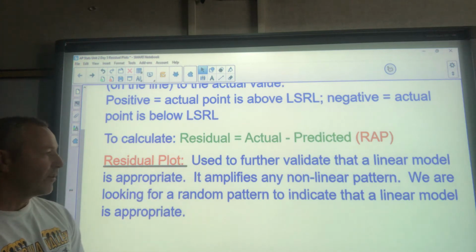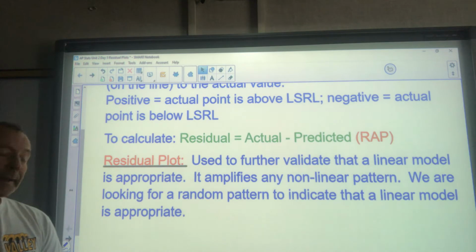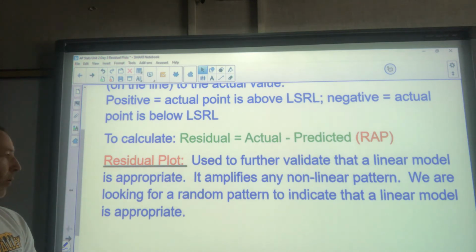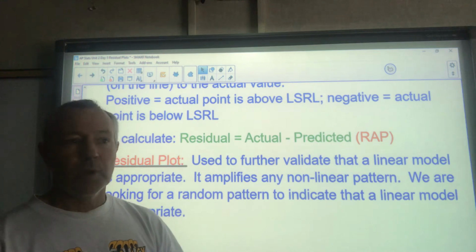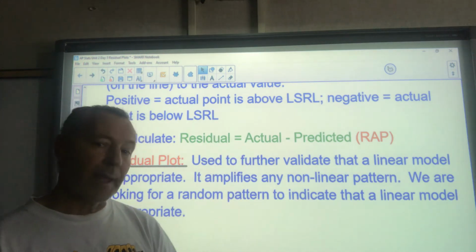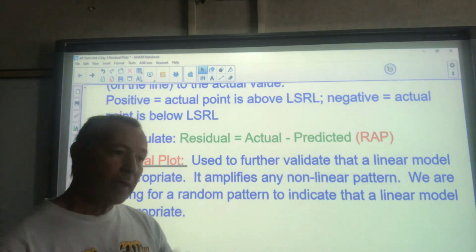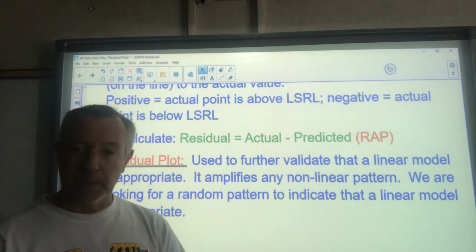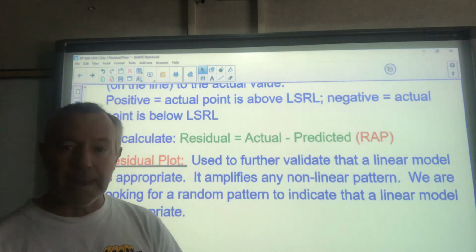That's used to further validate that a linear model is appropriate. It amplifies any nonlinear pattern. We are looking for a random pattern to indicate that a linear model is appropriate. So if I were to have a little curve in my data, when I look at the residual plot, a big curve will show up. It'll show me that I really have a curved relationship, not a linear relationship. And then I would say, no, it's not appropriate to apply linear regression to this problem. So it's sort of like looking at it with a magnifying glass.